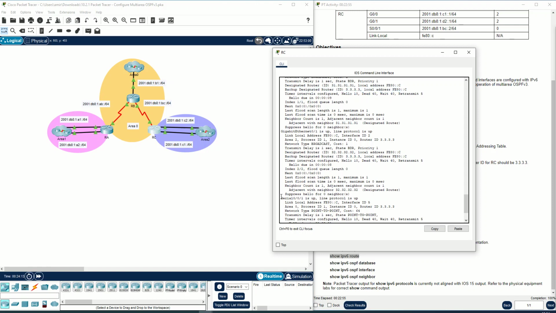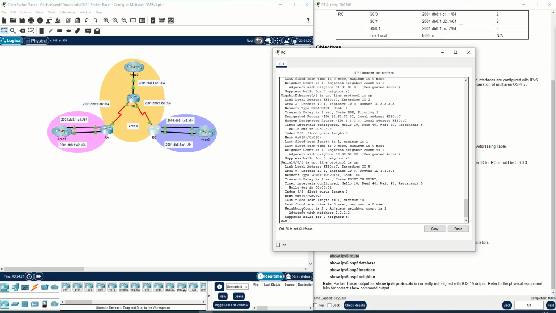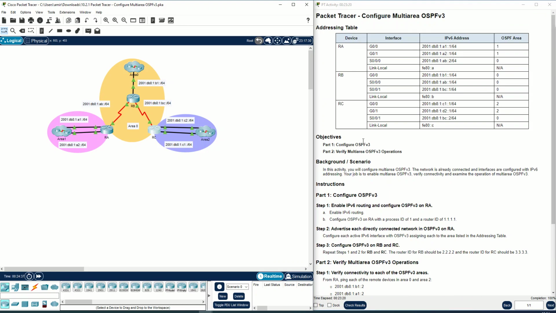But you can see here also we have serial 0/0/1, and this is point to point. Yes, there is a lot of information. Also hello packets: it was 1 second ago that we gathered some information from the neighbor. Yes, and a lot of information also here.